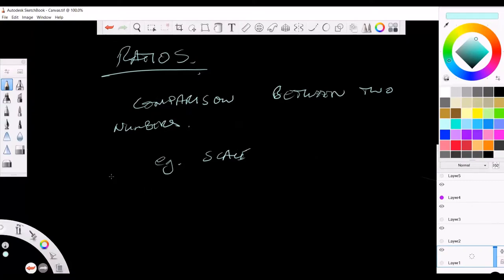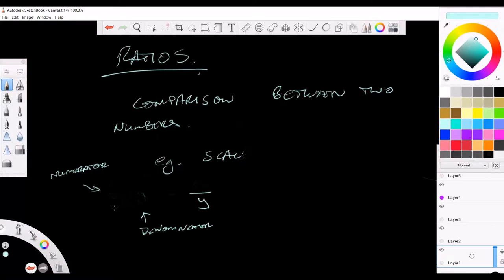And a ratio of x to y is the same as the fraction x over y. So in a ratio, the first number is the numerator. Remember, the numerator is the top number on a fraction, and the second number is the denominator. And really, they can be manipulated just like fractions.